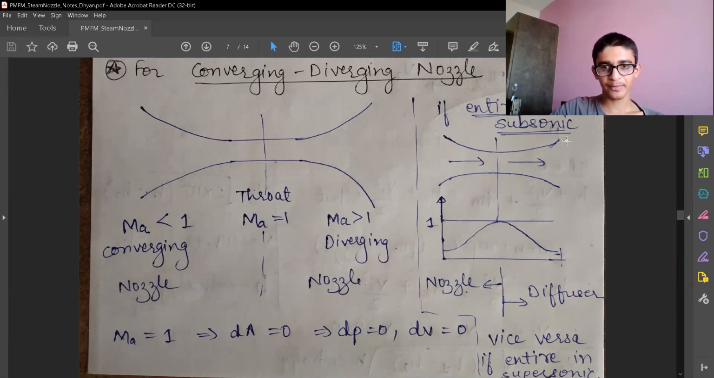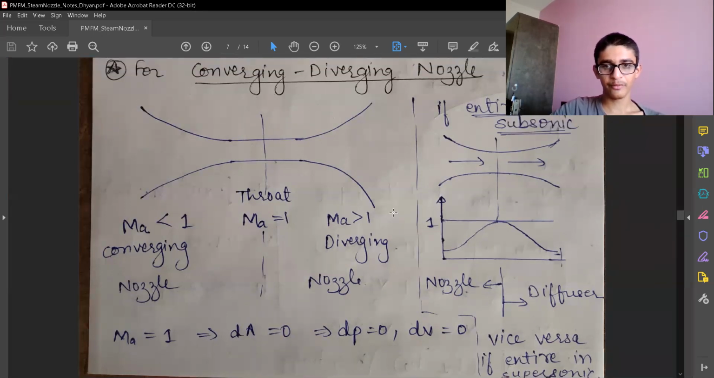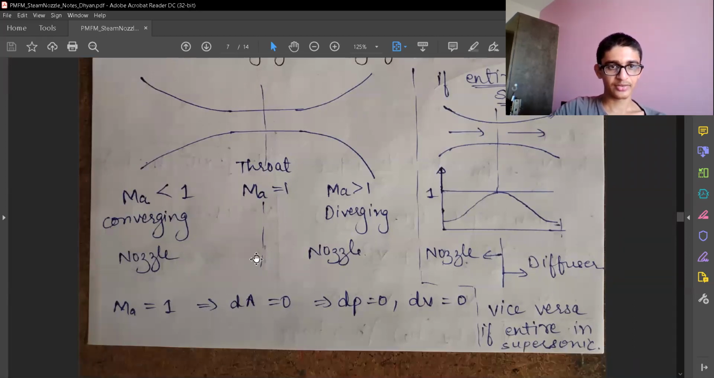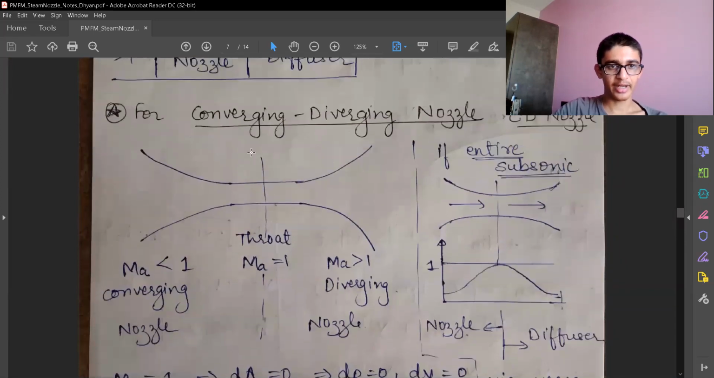If the entire flow was subsonic, we cannot have a nozzle at all points. Before the throat we'll have a nozzle, after the throat we'll have a diffuser. If we have supersonic flow, before the throat we'll have a diffuser, and after the throat we'll have nozzle action. So if we have a transition from subsonic to supersonic, that is Mach number equal to 1 at the throat only, the converging diverging device acts as a nozzle completely. Before the throat and after the throat we have nozzle configuration, but the requirement for that is that at the throat the Mach number should be exactly equal to 1.